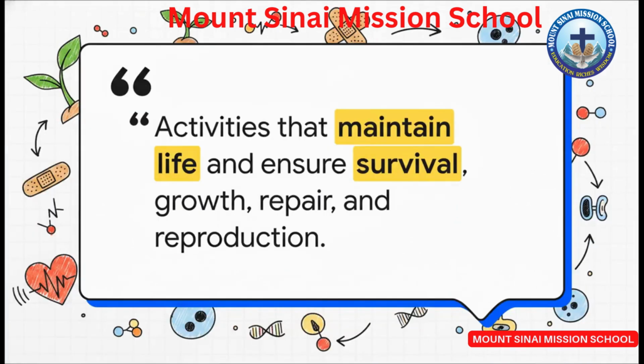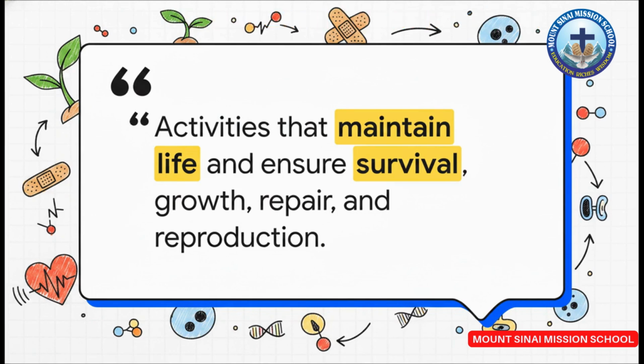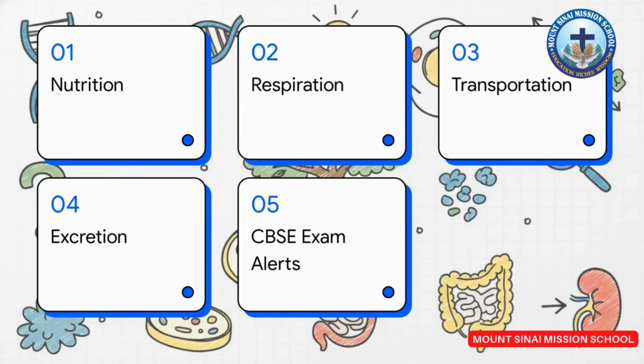Okay, look at this quote. Life processes are the essential activities that maintain life and ensure survival, growth, repair, and reproduction. I literally want you to burn this single line into your memory. It is the ultimate summary of the entire chapter and the baseline definition you absolutely must remember. Literally every single thing we're about to discuss today is just your body doing whatever it takes to fulfill this exact quote. So, today's revision is structured around what we call the 4 pillars of life.